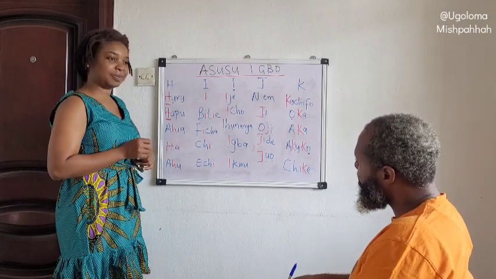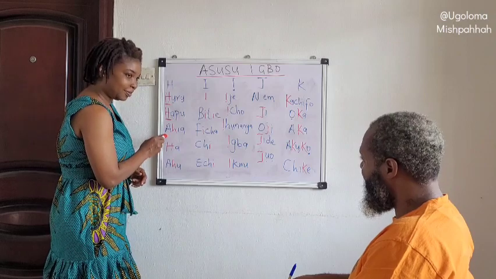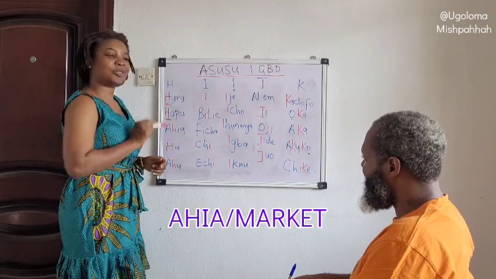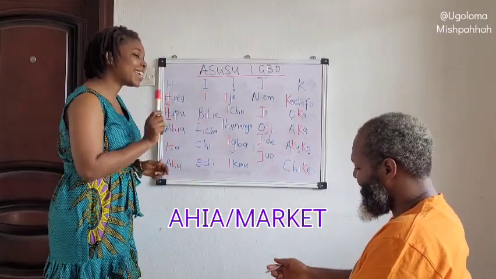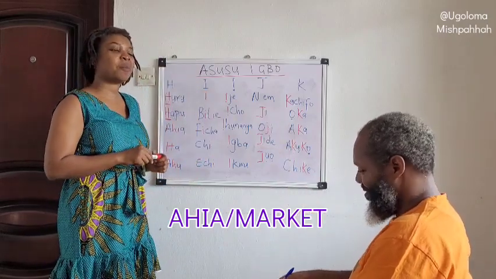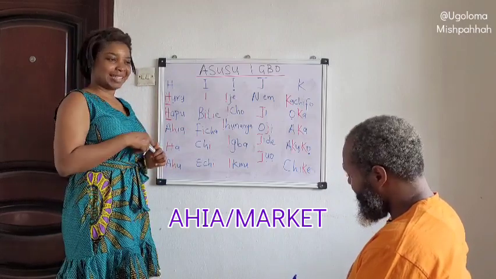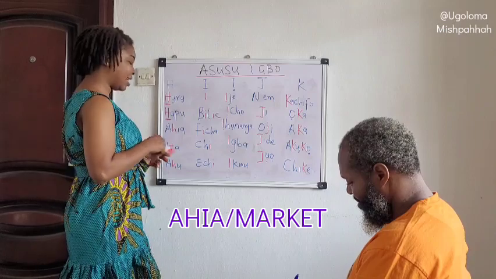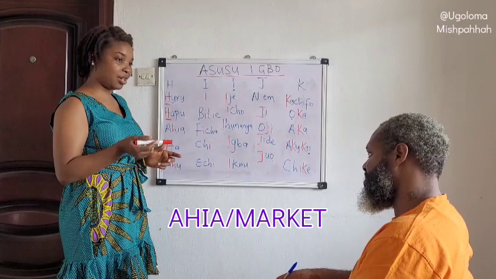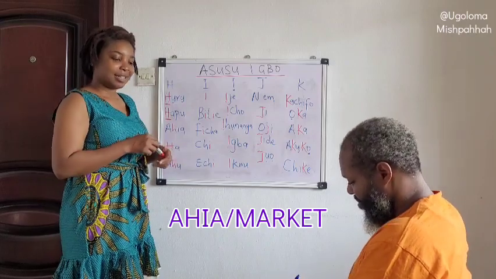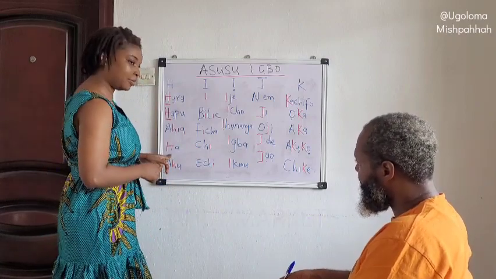Go. AHIA. Correct! Give me 5. You are getting better at this. AHIA. AHIA means market. Last class we learned how to say J, right? Ga or J. Ga AHIA. Go to market. Okay, next one.